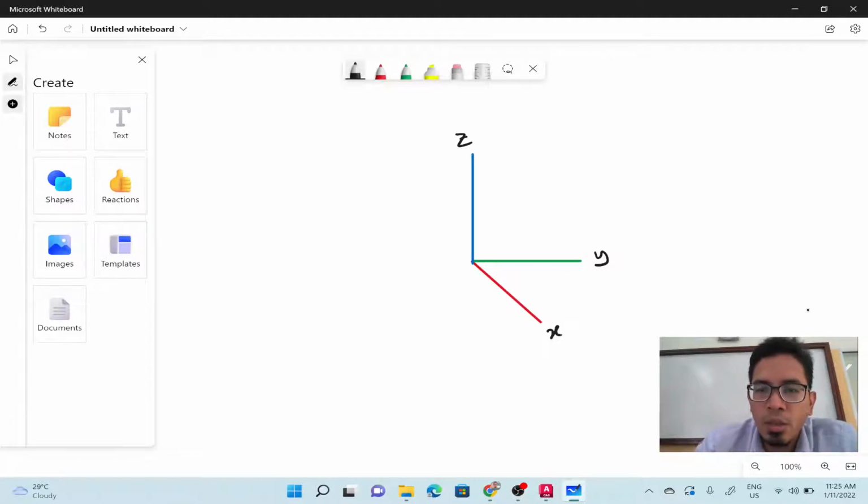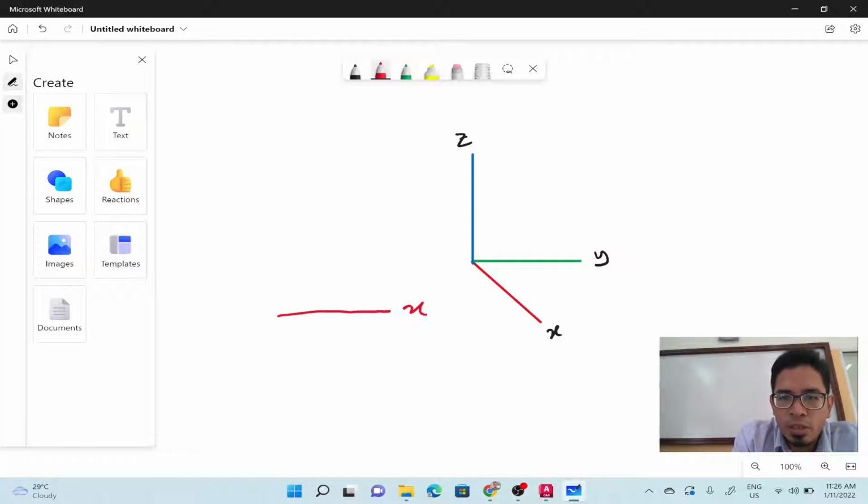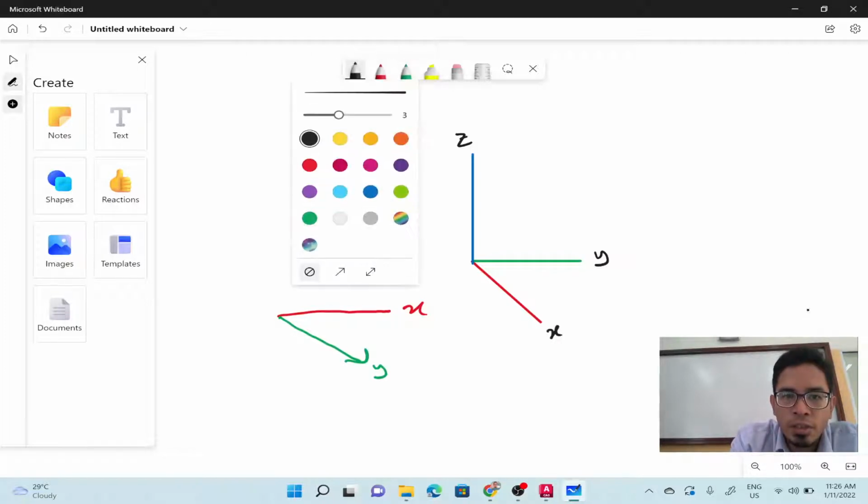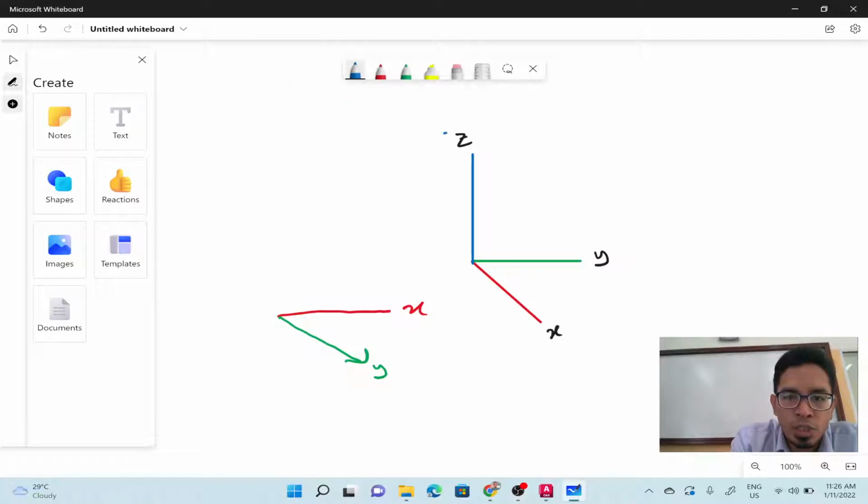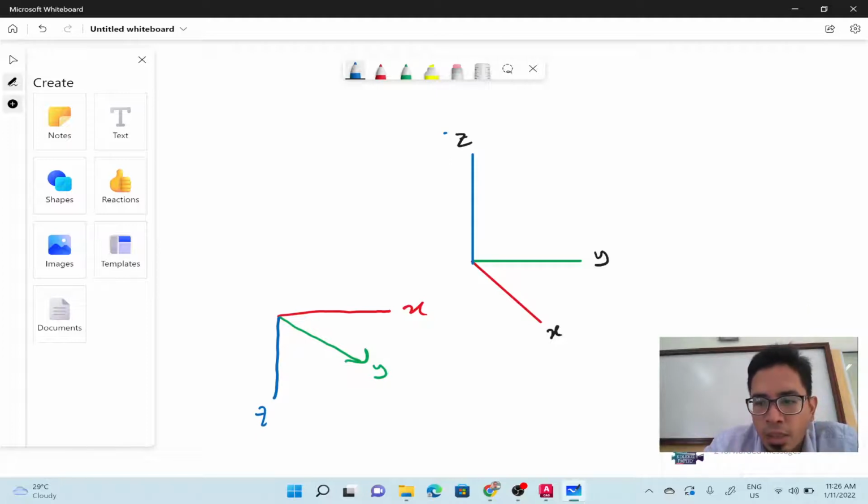So what do you mean by UCS? You can change the location of our X, Y, Z axis. Let's say if you want to move it later on, instead of here, our X could be over here, the Y can be changed over here, and then our Z can also be changed, maybe going downward instead. So we can change this later on.